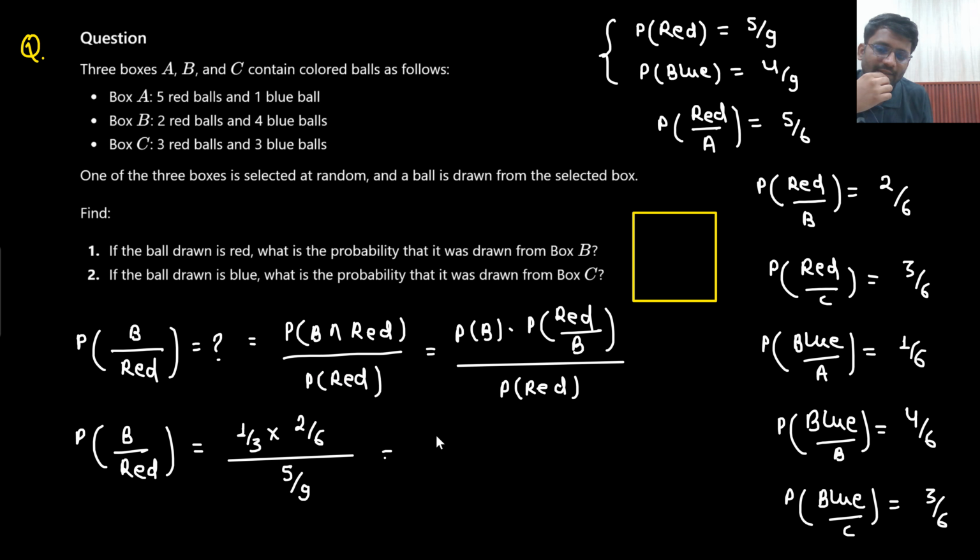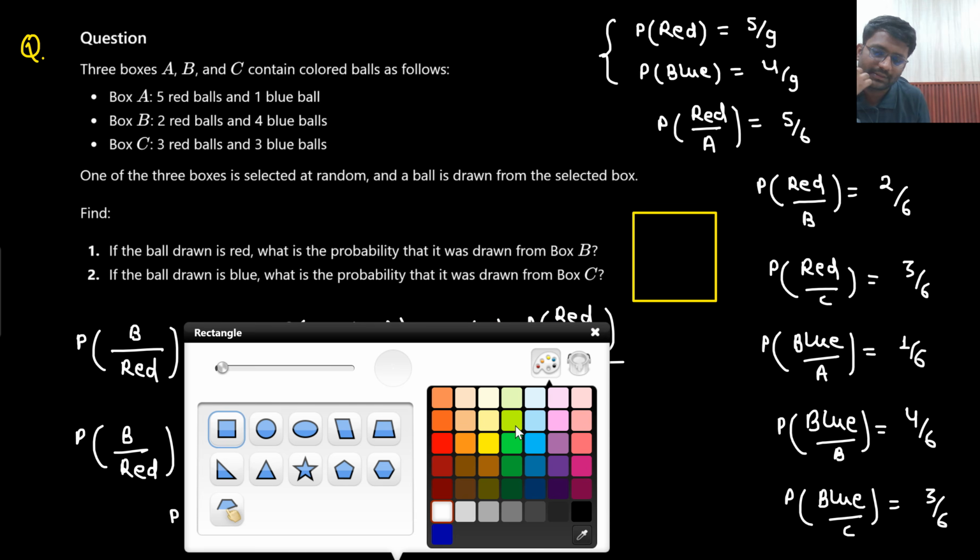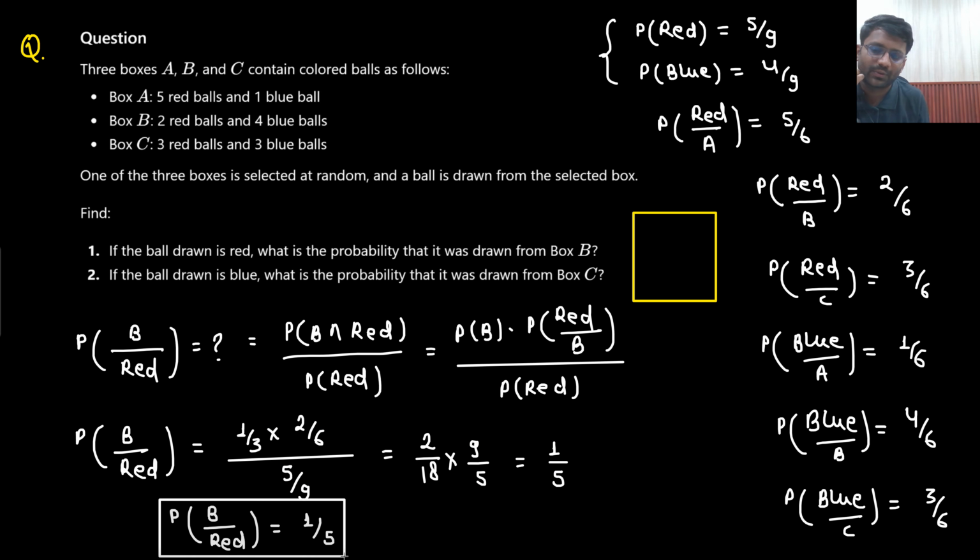Okay, so what is the answer? 2 by 18 into 9 by 5. So the answer will be 1 by 5. For the first question, the probability of the ball coming from box B given that the ball was red is nothing but 1 by 5. That's the answer. This is how you are supposed to solve. Is that clear to you or not? Say yes or no. So the answer is 1 by 5 here.